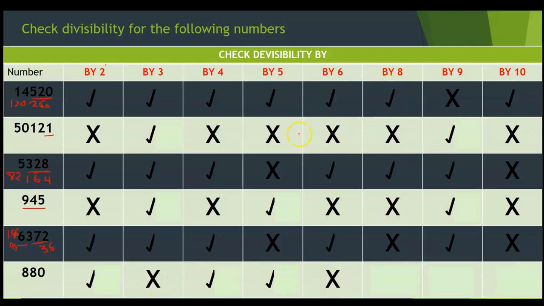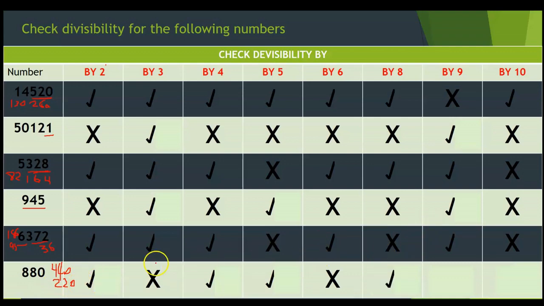What about 8? Is it divisible by 8? Let's find the first half. The first half of this number is 440. What about the second half? 220. Can it be halved one more time, for the third time? Yes, so it is divisible by 8.